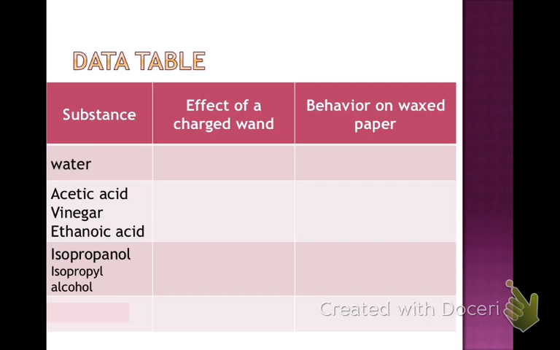The next one also has 2 names here. It's isopropanol or isopropyl alcohol. Again, make sure you get both names down. This one is just like rubbing alcohol, what you would have underneath your sink. And the 4th one is hexane.